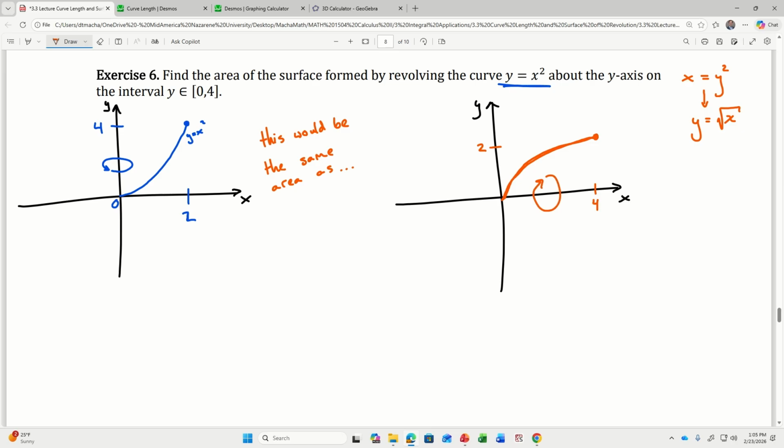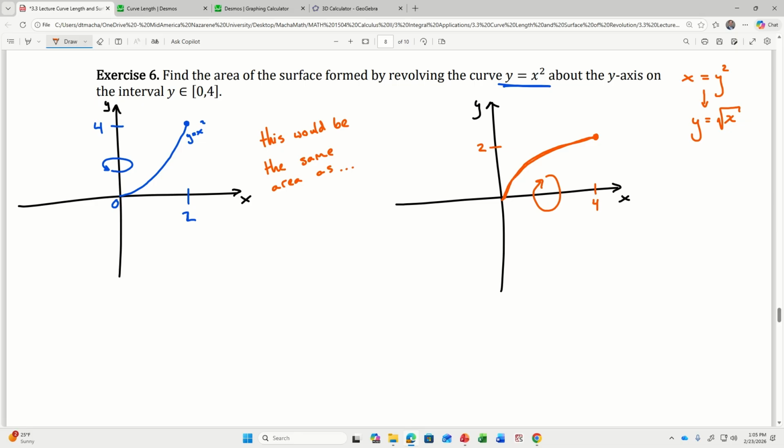And I get the same shape, right? It's oriented differently, but I get the same exact shape. And again, this is because it doesn't really matter whether we use an x or a y or y and x. You just got to be consistent with how you're doing it. So in my problem in orange, I changed all of the x's to y's and all the y's to x's. So now we're rotating about the x-axis. Now x goes from 0 to 4. And now x is equal to y squared. And of course, if x is equal to y squared, that means y is equal to square root x.